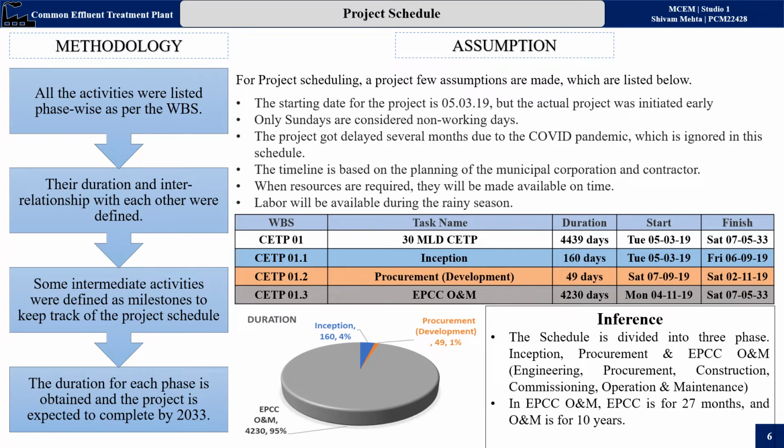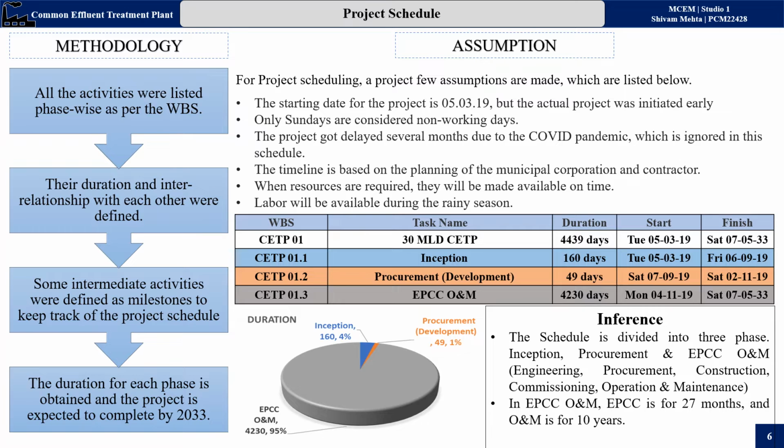So now we'll see the project schedule. For the project schedule, the methodology was that all activities were listed phase-wise as per the WBS, work breakdown structure. Their duration and interrelationship with each other were defined. Some intermediate activities were defined as milestones to keep track of the project schedule.